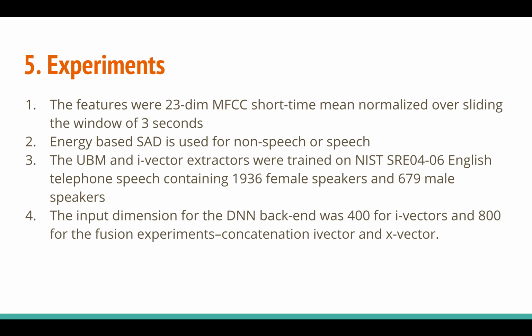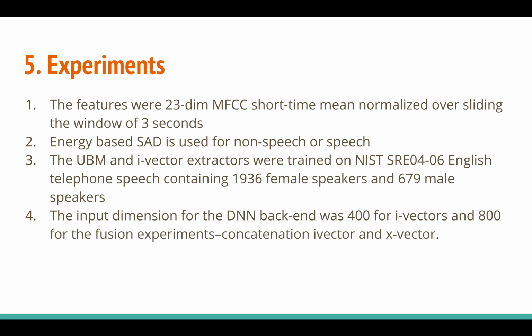And coming to the feature, they have used 23-dimensional MFCC, and they compute mean normalization over a sliding window, a 3-second window. Then they use SAD, which is energy-based speech/non-speech segmentation, for removing the non-speech part from the audio content and using only the speech part, because the non-speech part does not give you any information about the age of the person.